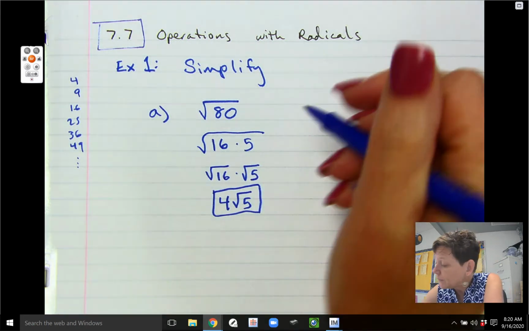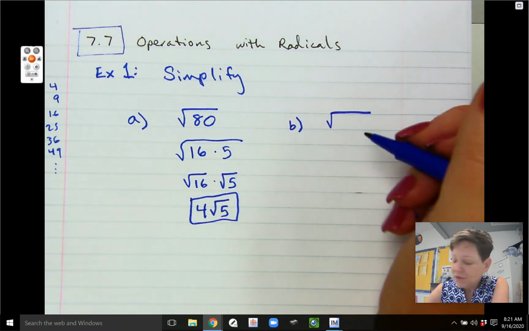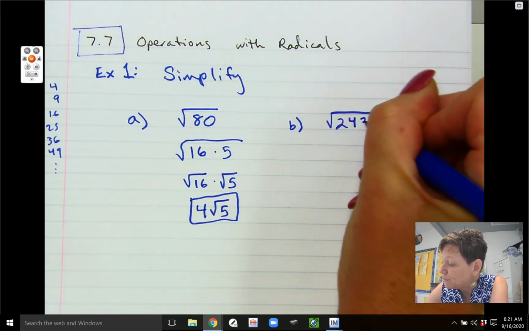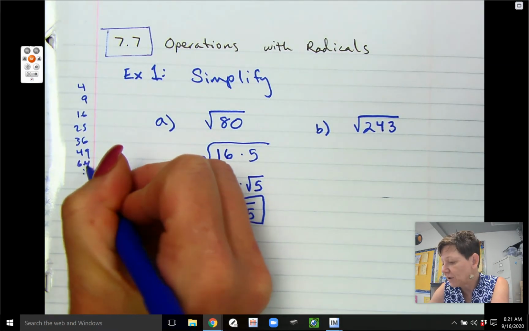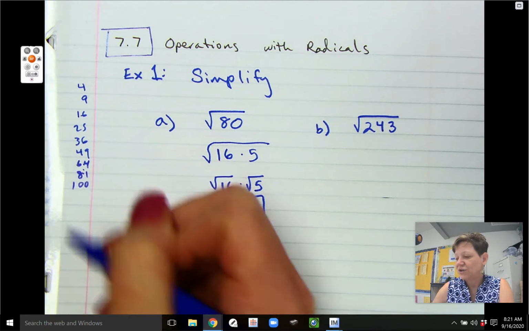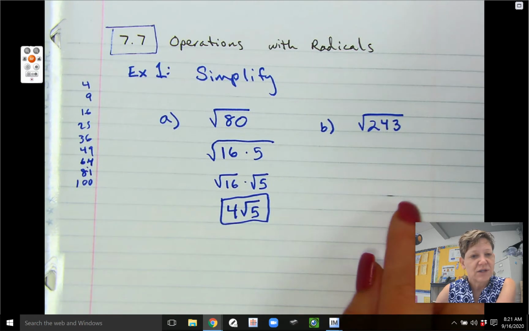Now for B, let's do the square root of 243. Now that's a much bigger number, so you may need to go to your list and keep going. It's up to you what you need to do, how many numbers you need to find. Can you find a perfect square inside of 243? Take a moment and see if you can do that. If you know what you're doing, then I would do this as a try it, see if you get the answer right. Pause the video and come back. Otherwise, if you need some help, keep watching.